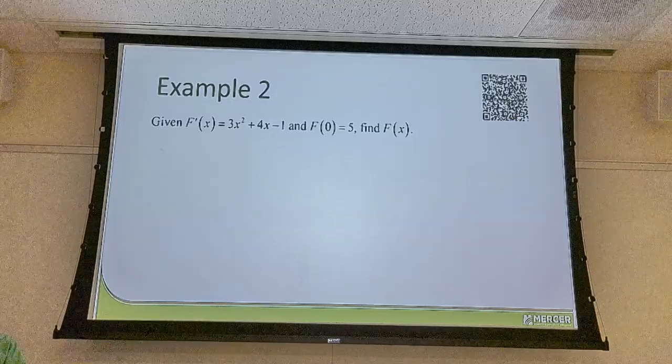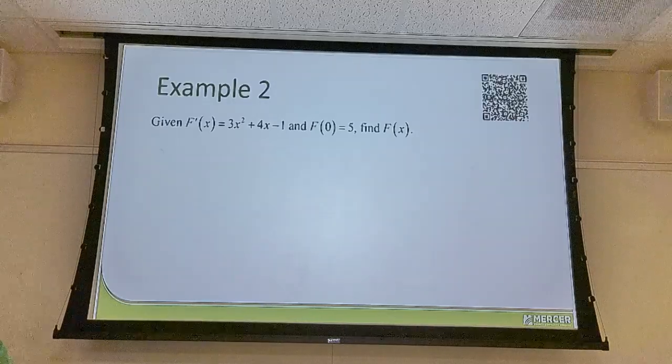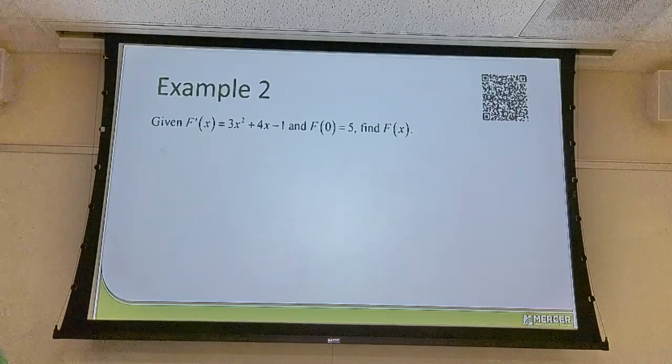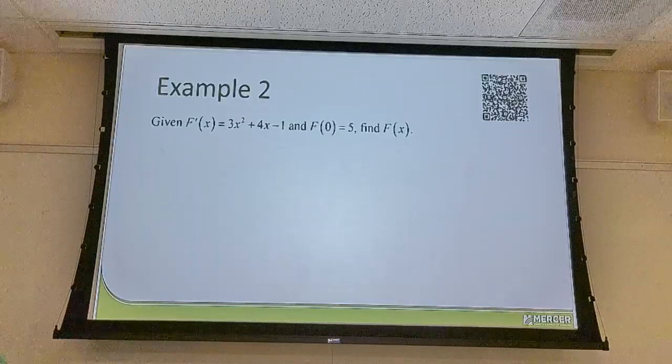Right, so we're told that f prime is 3x squared plus 4x minus 1. f of 0 has to be 5. We need to find f of x.